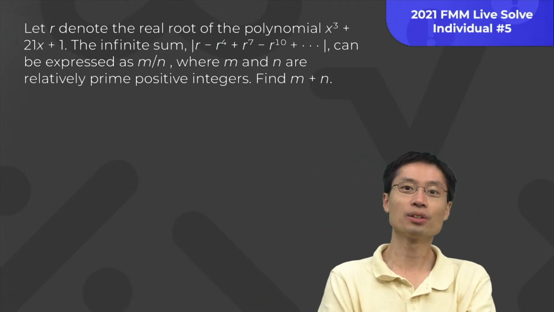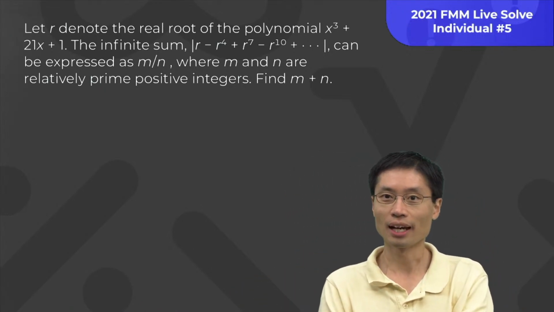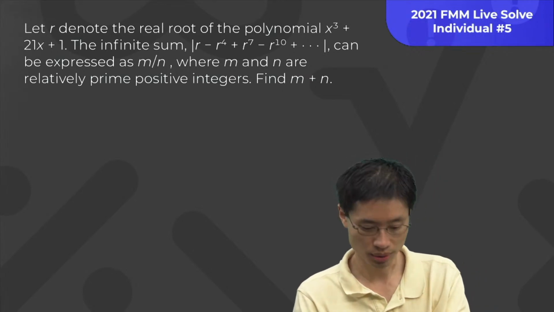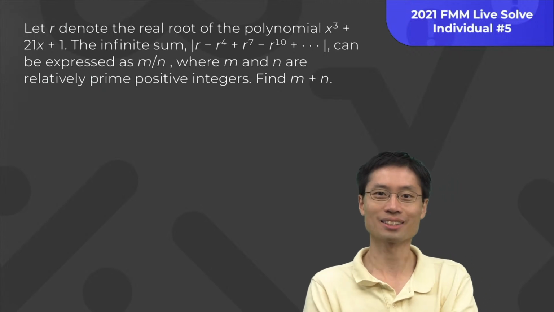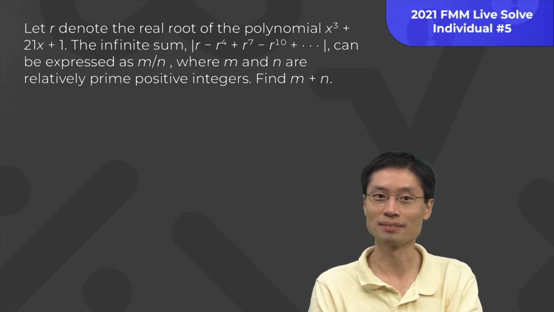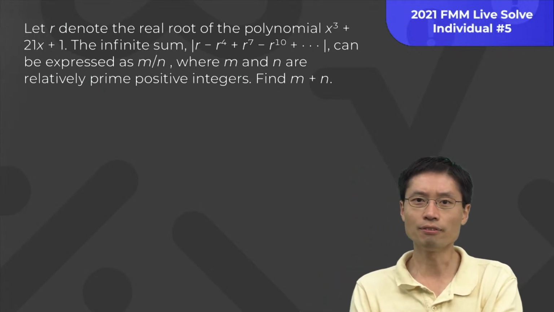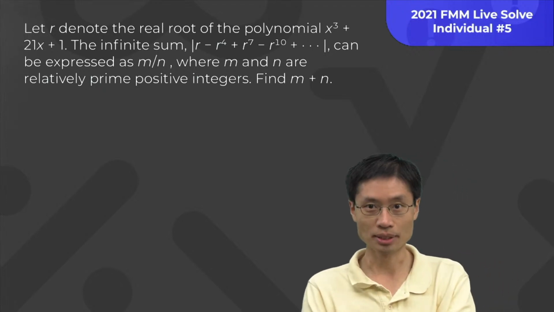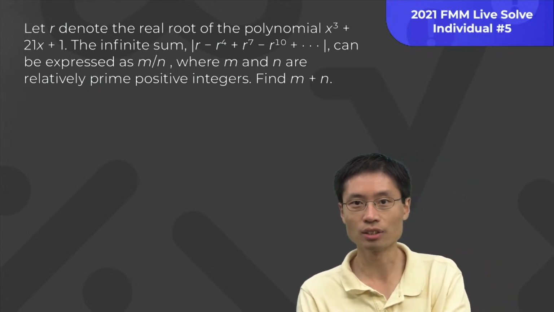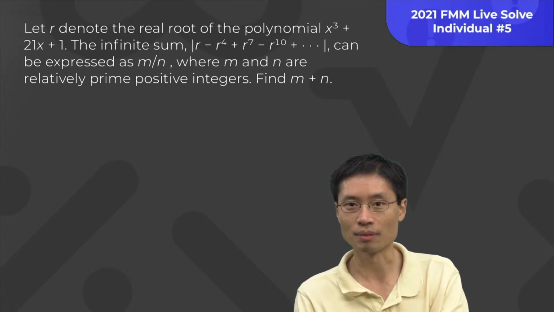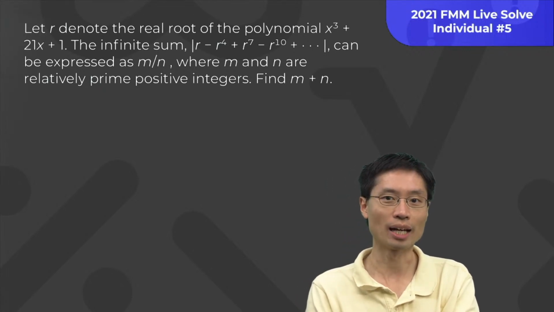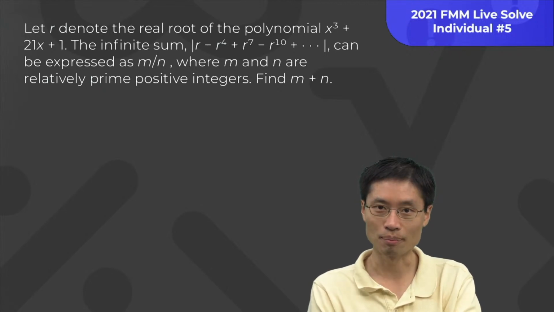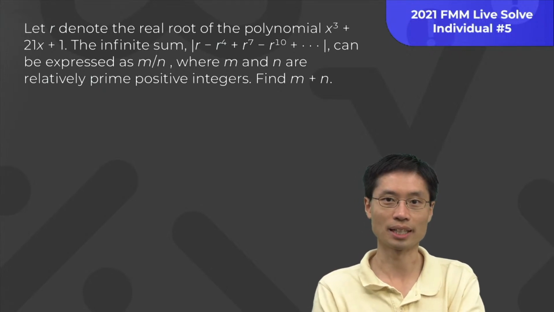Let R denote the real root of the polynomial x cubed. Cubed? Wow. I don't know the cubic formula. Anyway, x cubed plus 21x plus 1. The infinite sum, which is absolute value of r minus r to the 4th plus r to the 7th minus r to the 10th, and so on, can be expressed as m over n, where m and n are relatively prime positive integers. Find m plus n.